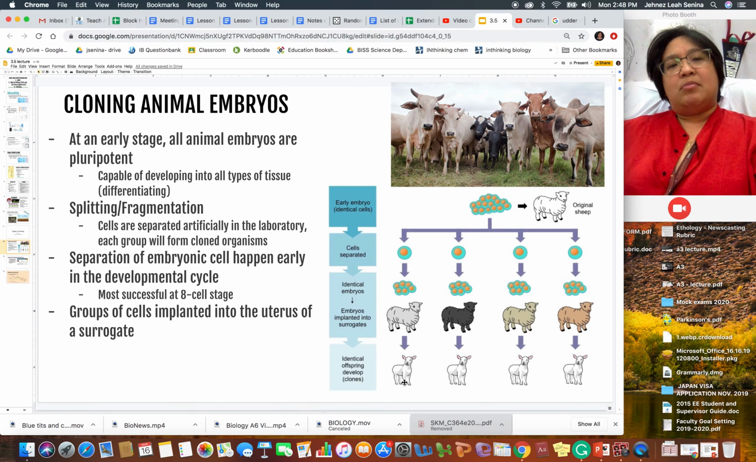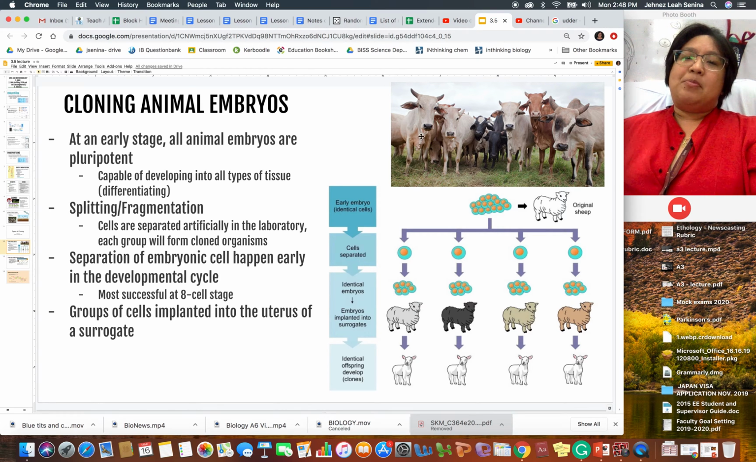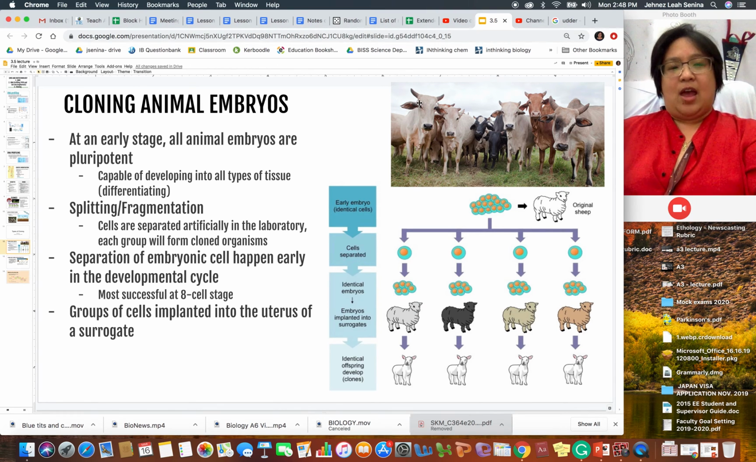The problem with embryonic cloning is that, for example, I like the characteristics of this cow, so I mated this with this cow that I also like. But when their sperm and egg unite, there's shuffling of genes. I really don't know exactly what the characteristic of this offspring will be. So what's the point of making many copies of it if I can't predict the actual characteristic of this embryo? I just know the mom is this, the dad is this, but the combinations might be different. So I don't know the characteristic of this embryo.